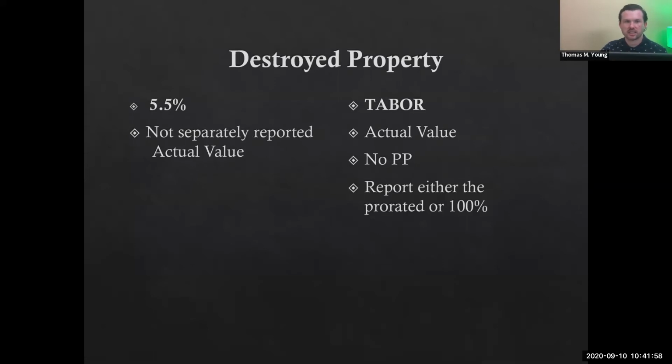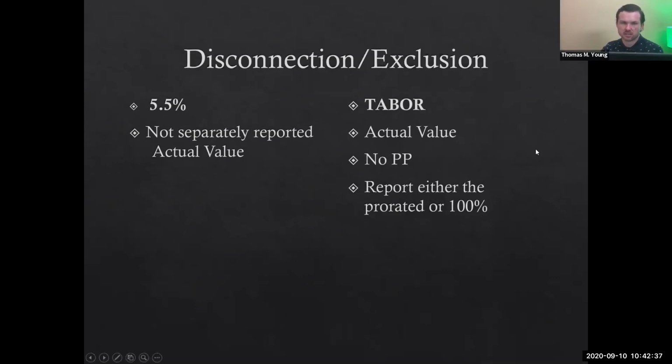Destroyed property, it is not separately reported on the 5.5%. And under TABOR, you do get the actual value of the destroyed property with no personal property associated. And if it is a demolition, sort of like the new construction, over multiple years, that prorated amount can be reported, or the full value of the property can be reported when it's totally destroyed or demolished and the value is 0.